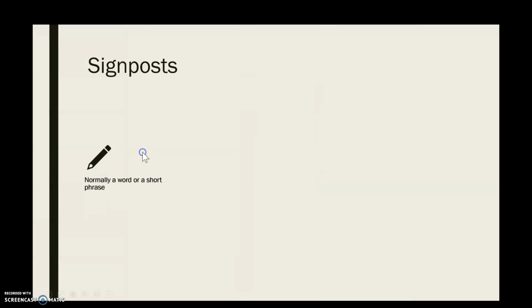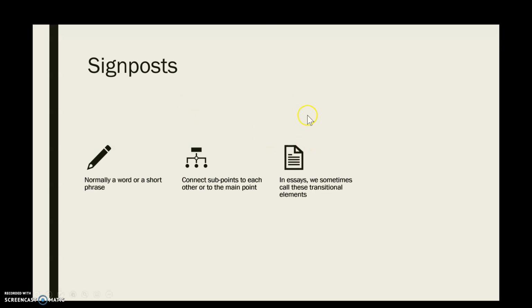Signposts are a word or short phrase that helps things to flow. They connect subpoints to each other or to the main points. This might be something like conversely, in addition, or in other words. In essays, we call them transitional elements, and they show relationships between concepts or words in your speech.